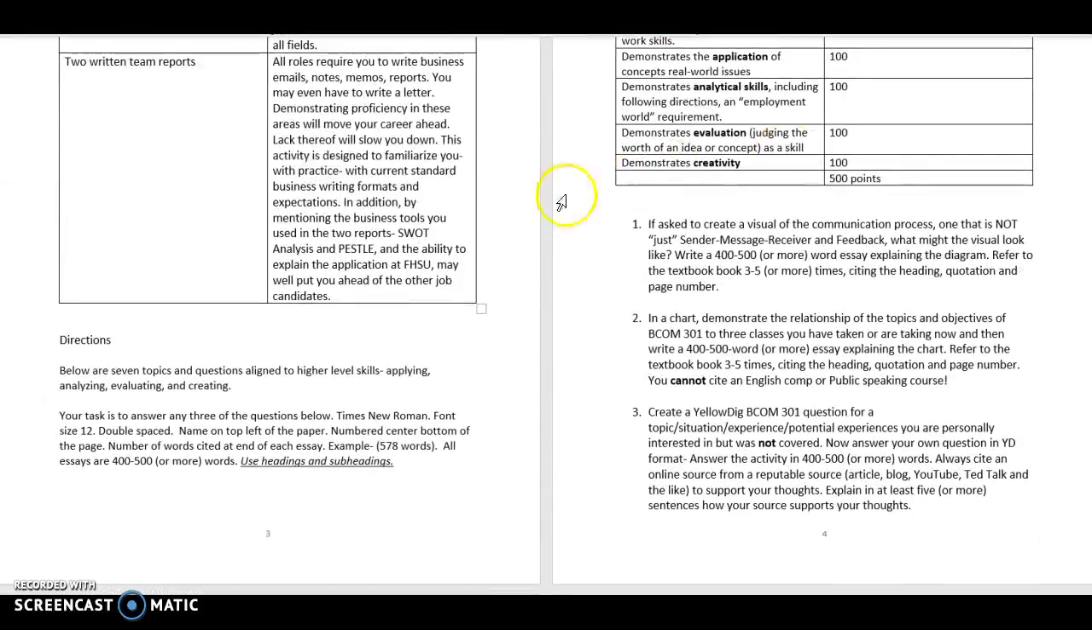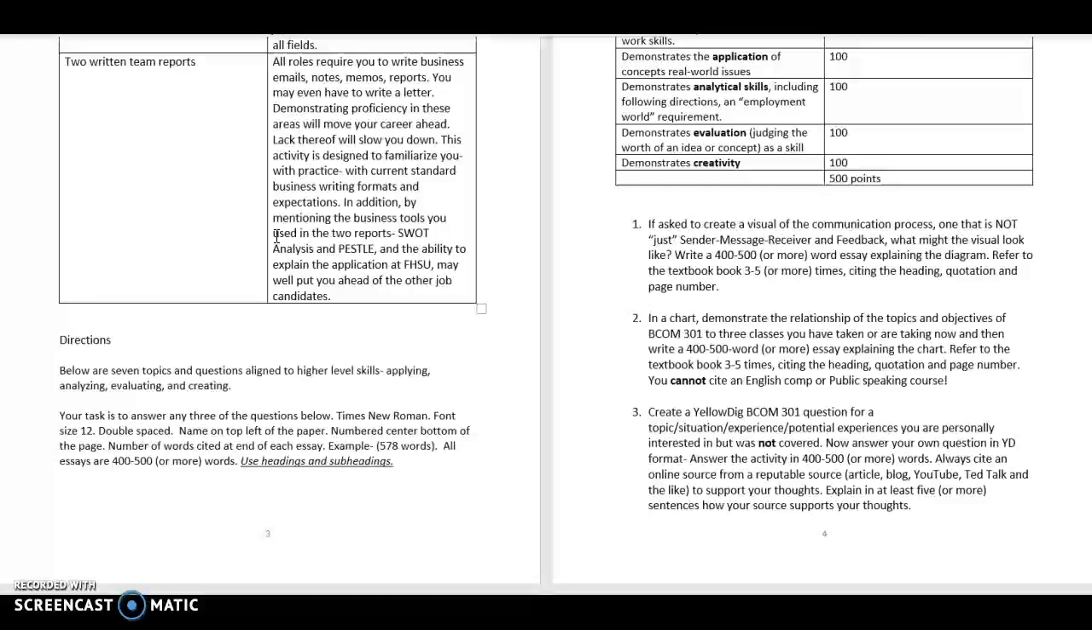The directions are simple. There are 7 topics, pretty similar to what you saw the first time, all aligned to those high-level learning skills. Your task is to take any 3 of the questions and answer them.